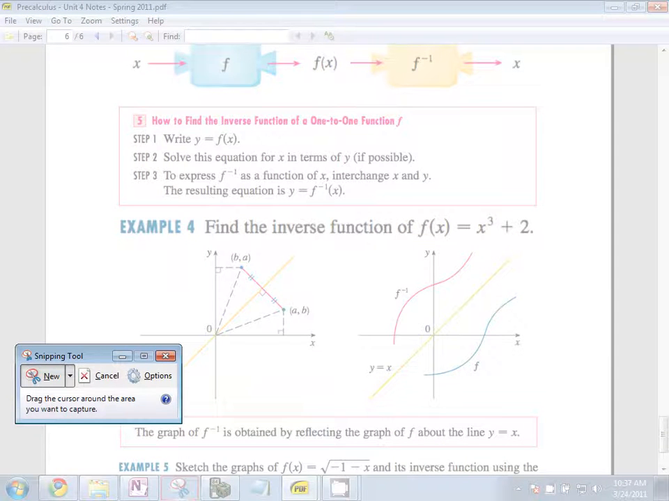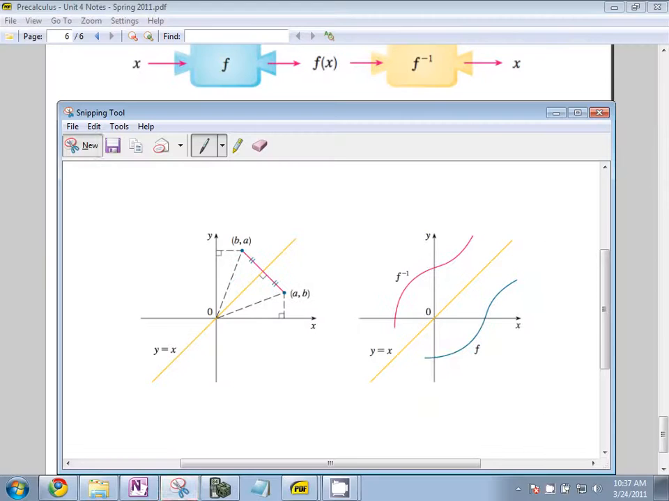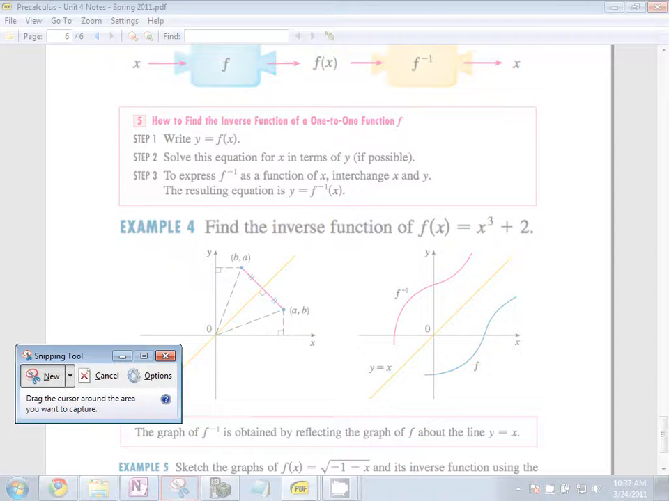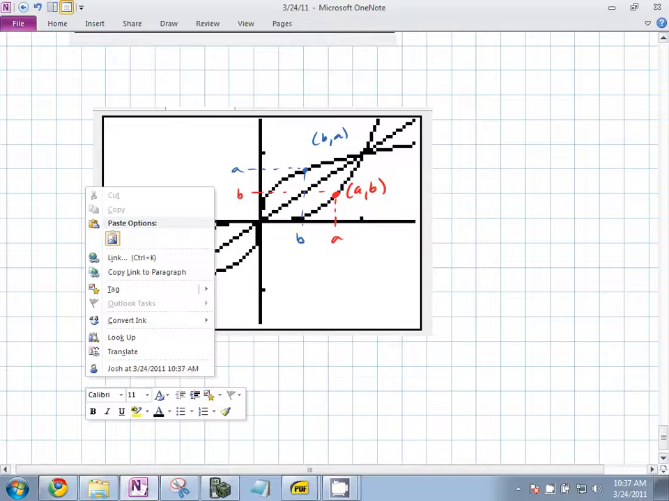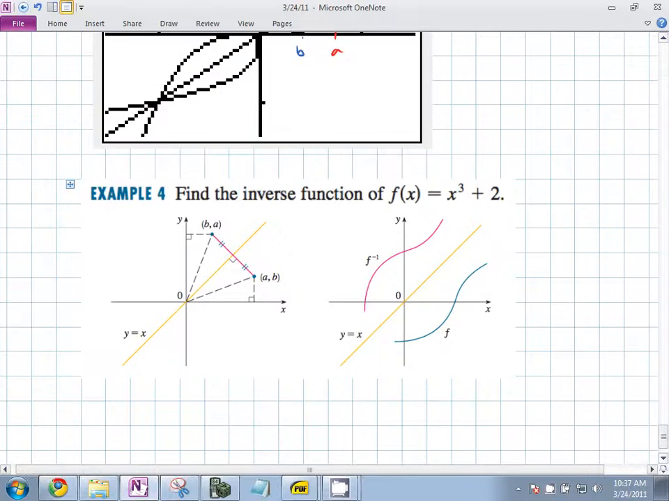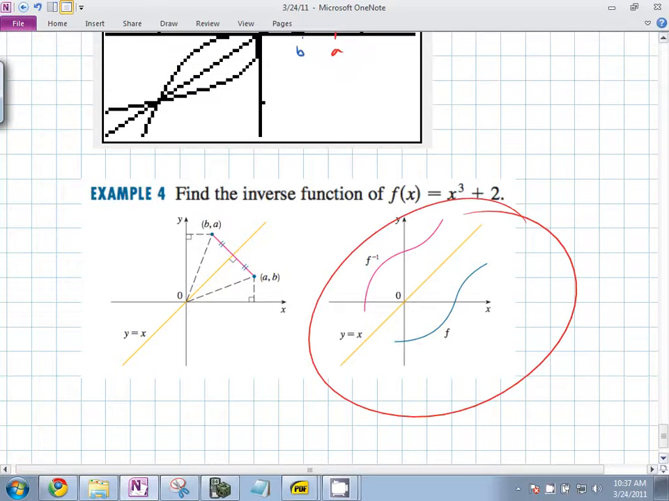Here's a function, x cubed plus 2. There's x cubed plus 2. If you wanted to visually graph it without actually plugging it into your calculator, look what you can do. If you have the point AB, what else do you have to graph? BA. And here's the relationship where the reflection comes into play.